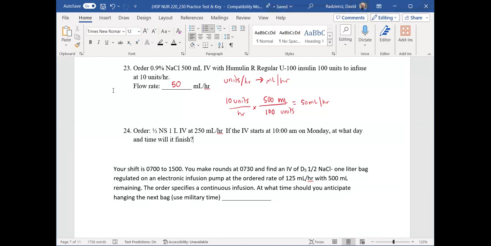Can you work that problem out? Sure. So what is 1 liter? How many milliliters is that? 1,000. Yeah. So I'm just going to take 1,000 divided by the 250. And that'll give me 4 hours.